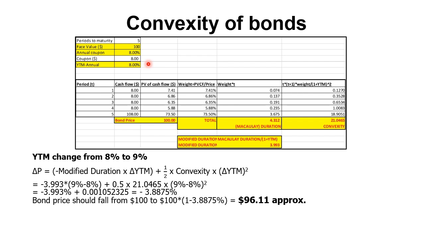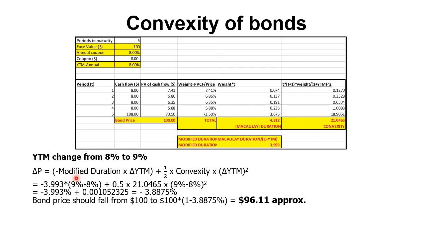The duration will increase as the YTM decreases, and same goes for convexity. So based on these figures, we can accurately predict the change in bond price when the yield moves from 8% to 9% or it falls from 8% to 7%. Let's use the formula first to calculate the price change when the yield moves up from 8% to 9%.